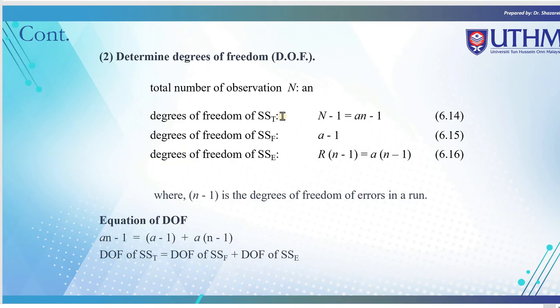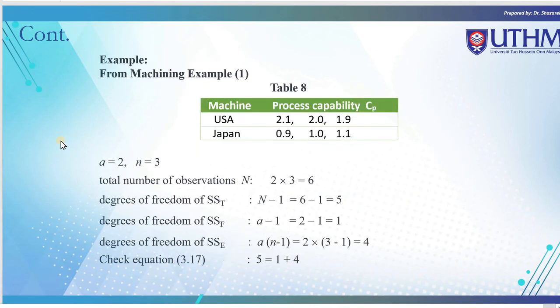Just now we know that SST equals SSF plus SSE. So for the degrees of freedom it is also the same. The degree of freedom of SST is equal to the degree of freedom of SSF plus that of SSE. So this is the equation for the degrees of freedom. Referring to this example just now, we compute the degrees of freedom for the three sums of squares.